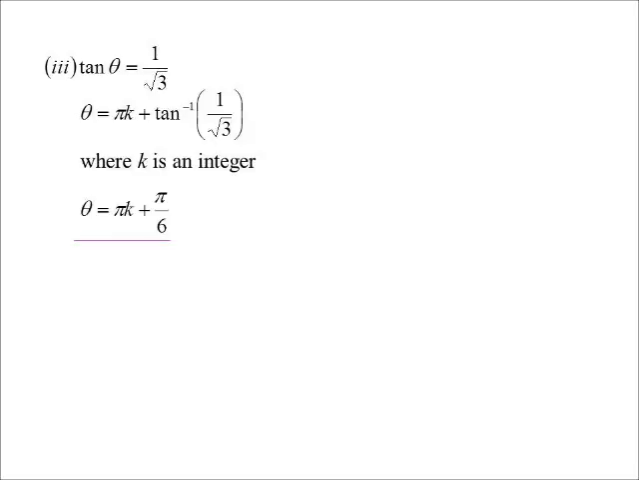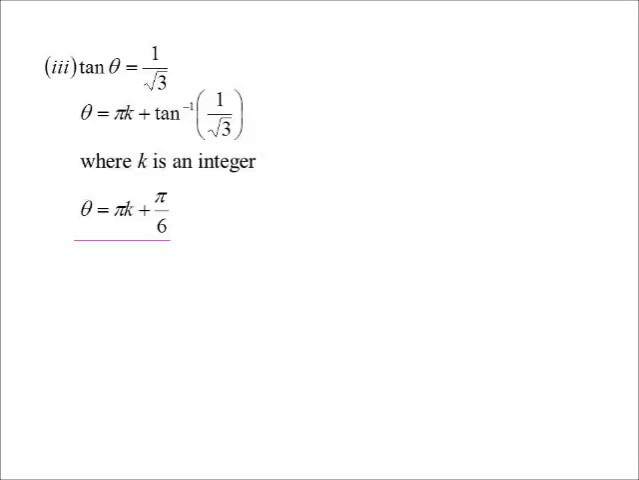All right, let's complete the set. Let's do a tan one. So 1 on root 3. Inverse tan of 1 on root 3. Exact value again. 1 on root 3. Pi on 6 for that one. So there we go. Pi k plus pi on 6, where k is an integer.